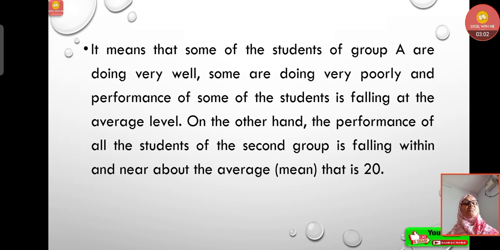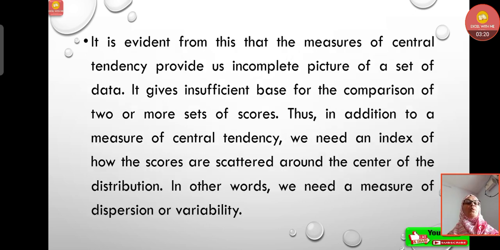It means that some of the students of group A are doing very well, some are doing very poorly, and the performance of some of the students is falling at the average level. On the other hand, the performance of all the students of the second group is falling within and near about the average mean, that is 20.